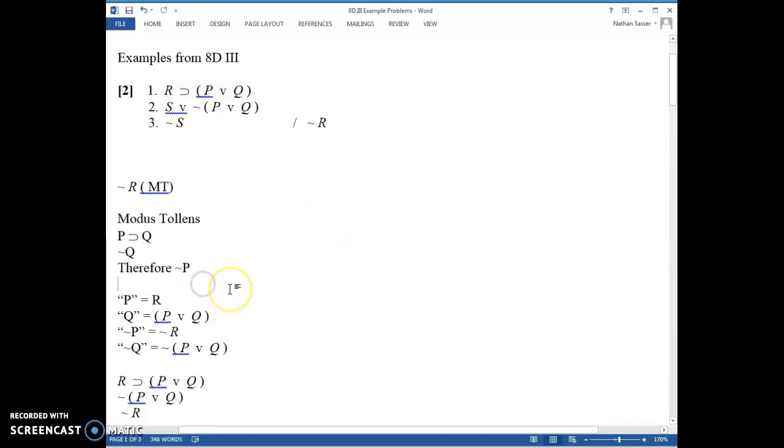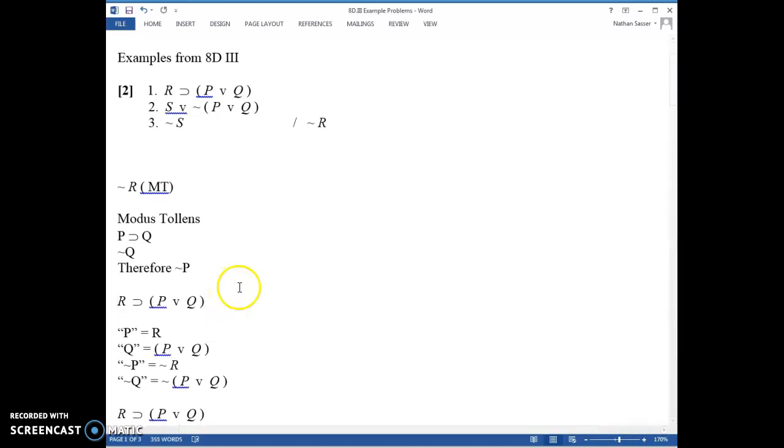But that doesn't matter. What you need to do is identify the main operator of this premise in order to see what the real structure of it is. This is still the same structure as if P then Q, except instead of P, we've got R, right? And instead of Q, we've got P or Q. But the P or Q can function as a Q. So going off of that, if that's what P and Q are, then not P would be not R. And not Q would be not P or Q.